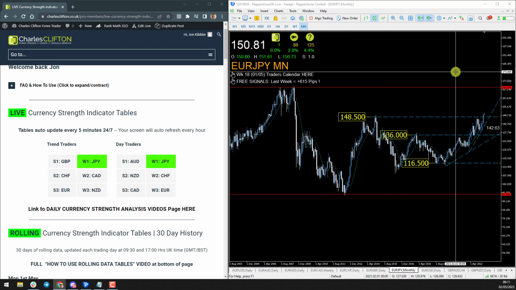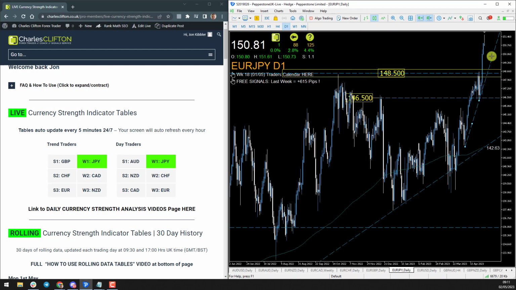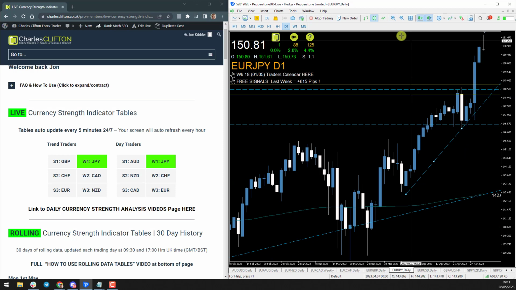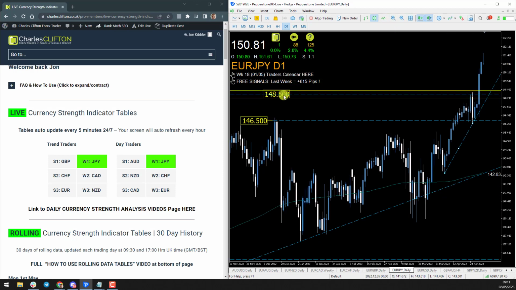Now, from a trading perspective, I would want to see price pull back. If I go back to that daily time frame, you can see that I've marked out the 148.50 level. The reason I've marked out that level is because it's those highs, but you can also see price rejected it most recently as well. We came back down. We found support around about these highs here, which were in December of 2022, which was the 146.50. Price has rallied since then.